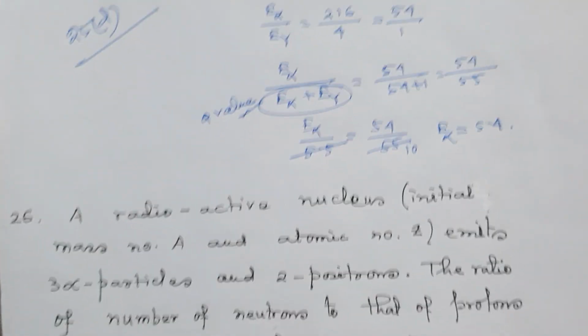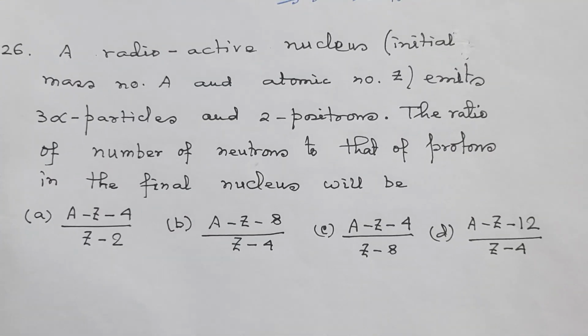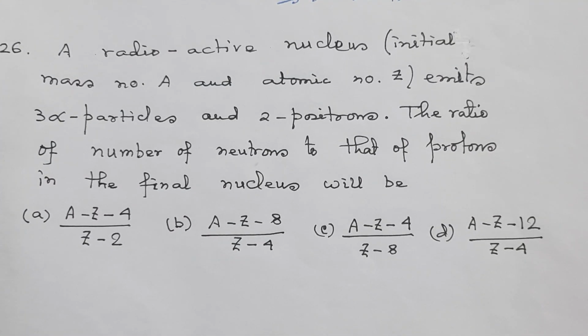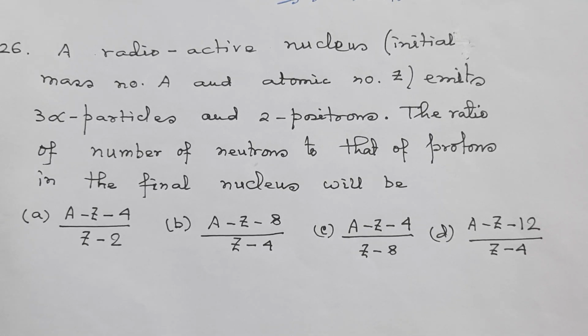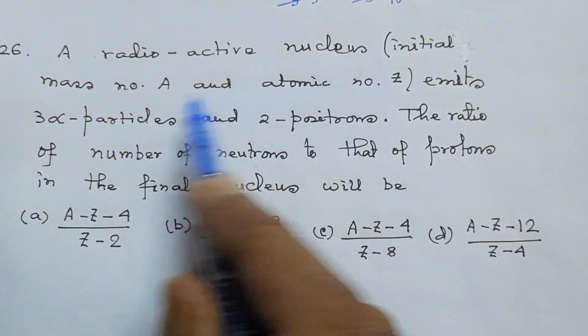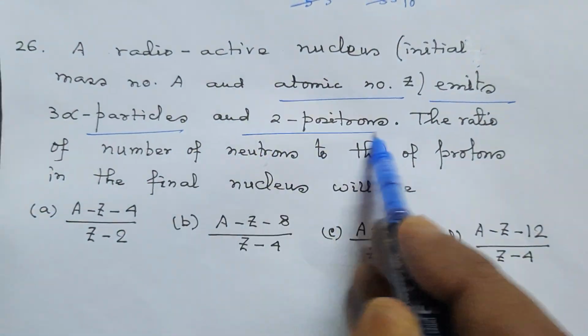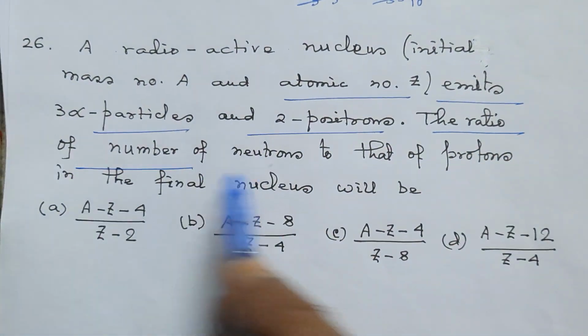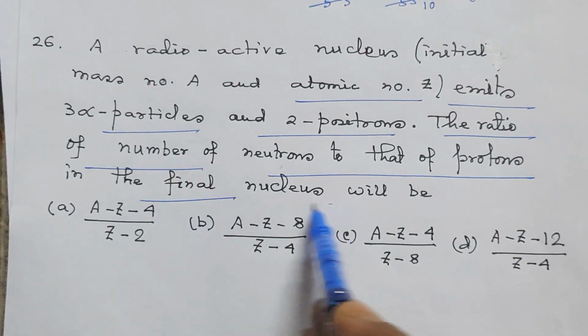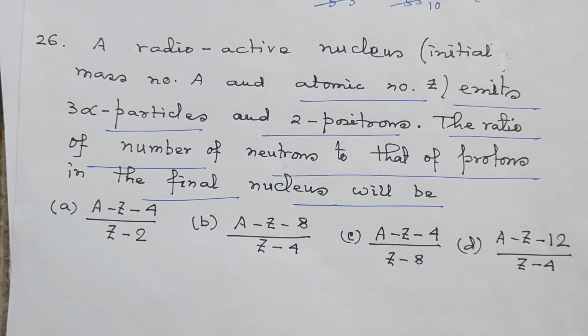Let us take question number 26 now. It is also a radioactivity related problem. A radioactive nucleus of mass number A and atomic number Z emits 3 alpha particles and 2 positrons. The ratio of the number of neutrons to that of protons in the final nucleus will be?